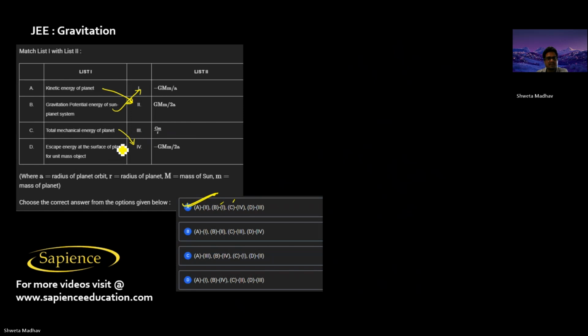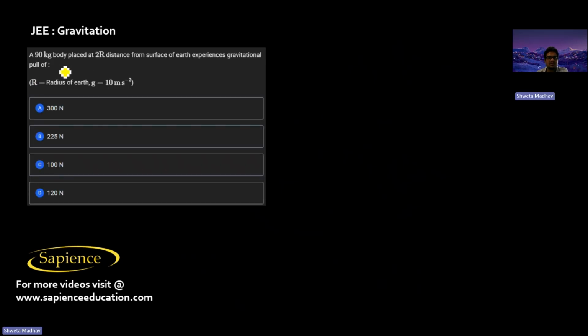Then escape energy at the surface of the planet for a unit mass object, that is GM by R. Since we know that half mv square should be equal to GMm by R, so for unit mass it should be GM by R. But small m is the mass of the planet, capital M is the mass of the Sun. So here actually it should be G into capital M by R instead of G into small m by R. So actually D will match with none of these, but if instead of small m we put capital M, then it will match with 3.